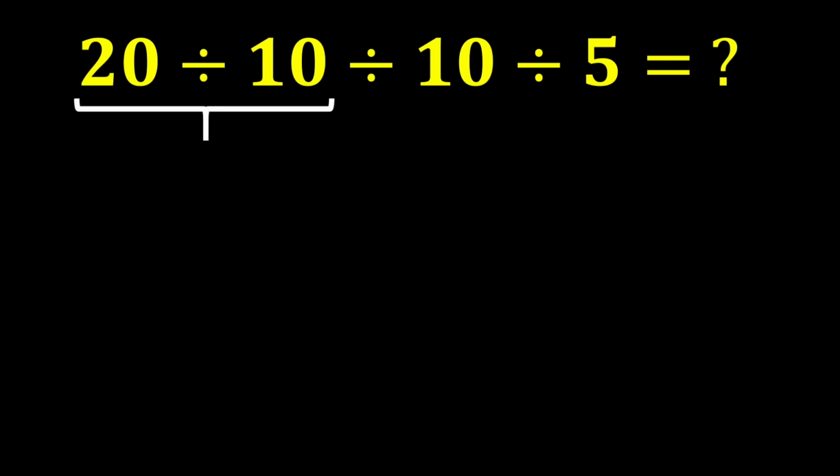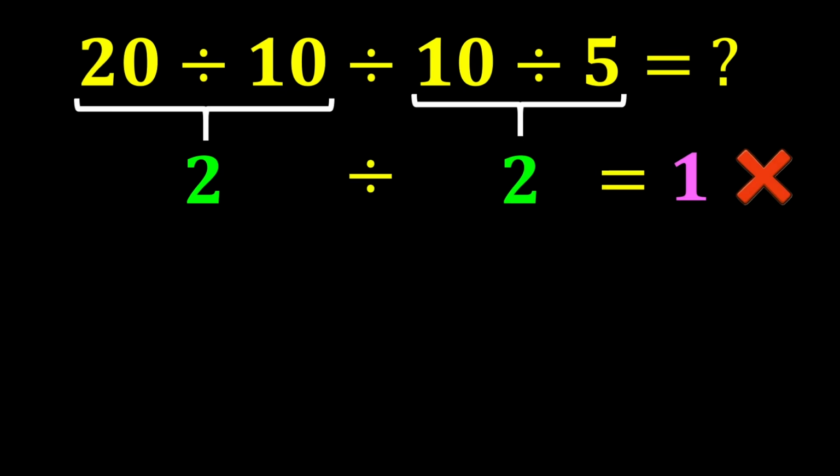20 divided by 10 gives us 2, and 10 divided by 5 again gives us 2. In the end, 2 divided by 2 gives us 1.